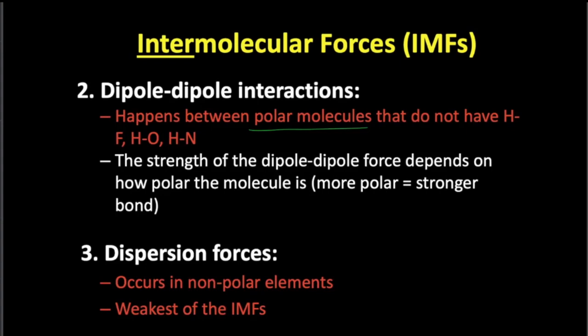If you don't see a FON bond, then it is not hydrogen bonding. It's dipole-dipole. Everything else would go into the dipole-dipole category. And then if you have something that's non-polar, the only option is your London dispersion. It's the weakest, all right?